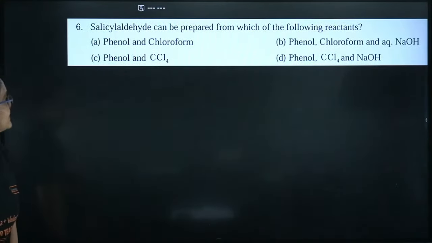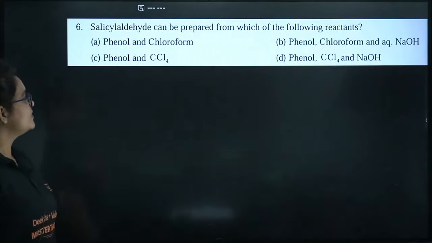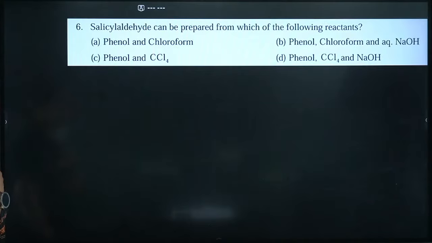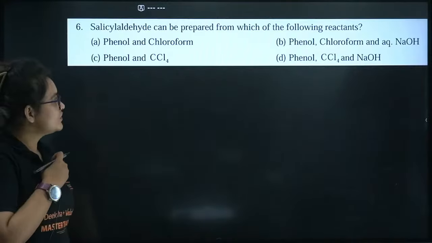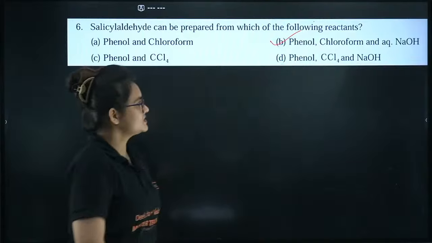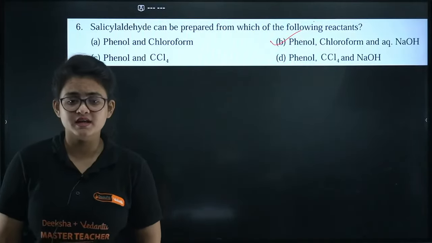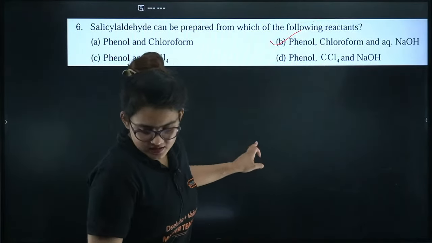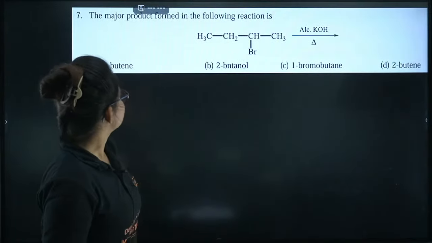Let's proceed. Here you can see salicylaldehyde can be prepared from which of the following reactants? These are the reactants. I guess you know the name reaction: from phenol, chloroform and NaOH you can get it. Okay, let's proceed.